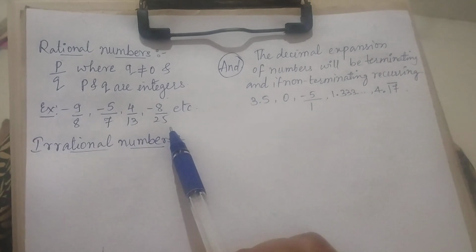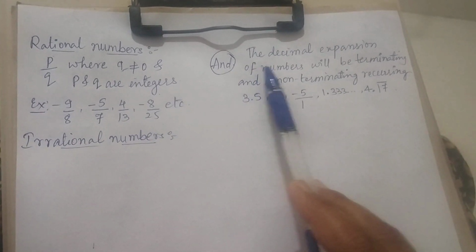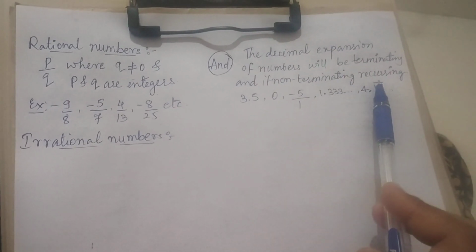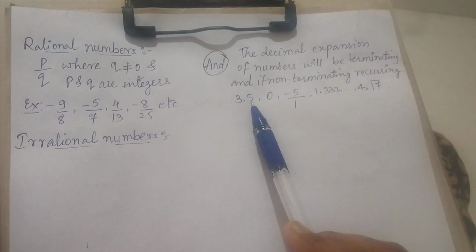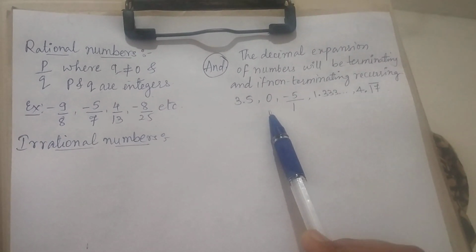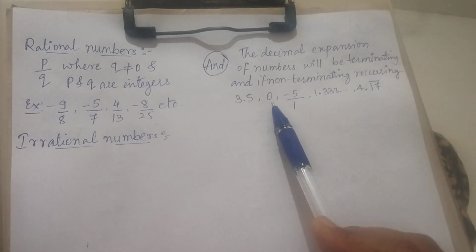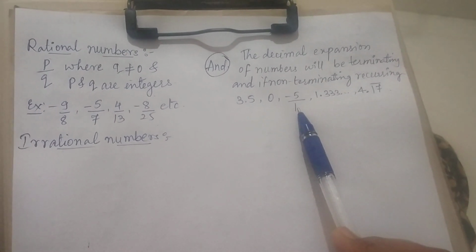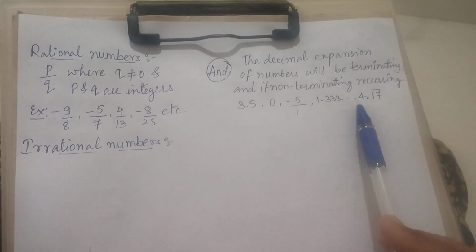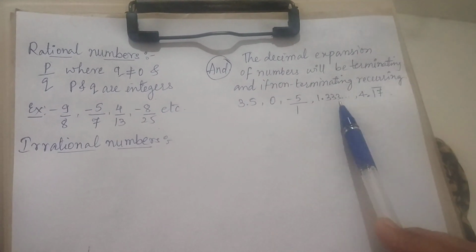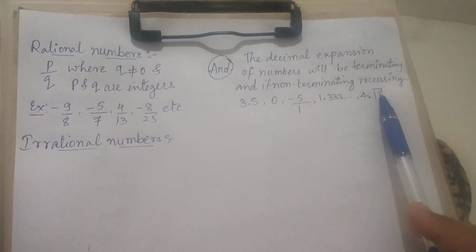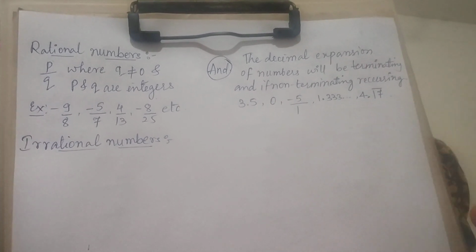Examples also we have noted down a few, and we have taken another example: the decimal expansion of a rational number is terminating, and if it is not terminating then recurring. So these are the examples. 3.5 is terminating. 0 is also a rational number because it can be written in the form of p by q, and if we divide we get 0 itself. Minus 5 by 1 is also a rational number. 1.333 with 3 dots means this 3 continues infinitely, so this is a rational number. 4.17 bar: this bar indicates that 17 is repeating infinite times.